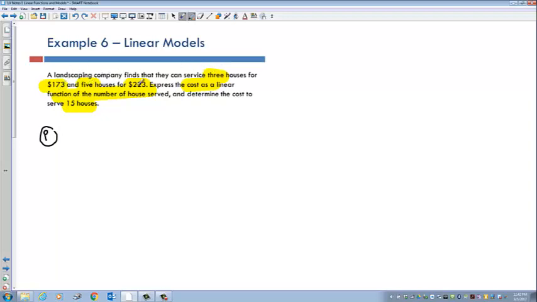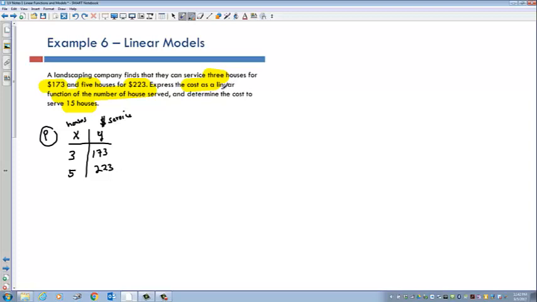Input and output. So I can organize this in a table. I have the houses here, which I'm going to call my x, and I have my output, which of course I'll call y, and that's the money, how much it costs to service. And you can get a nice little table going here. It looks like for 3 houses, it's going to cost you $173, and for 5, it's $223.